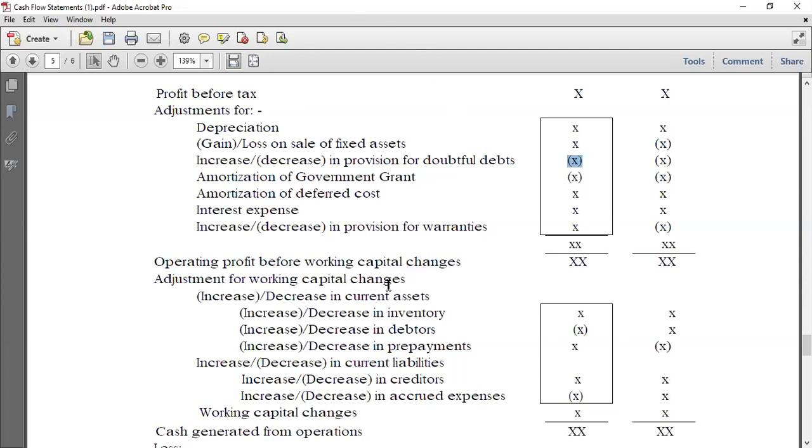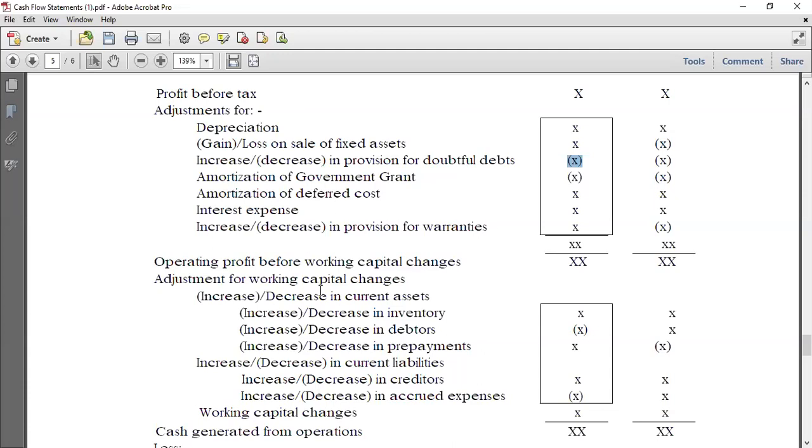The reason why we now go ahead to also have adjustments for working capital changes is because we have what we call the working capital. When somebody says working capital, especially in business, what they mean is the difference between your current assets and current liabilities, okay? When someone says working capital in accounting, they're basically meaning the difference between your current assets and current liabilities.